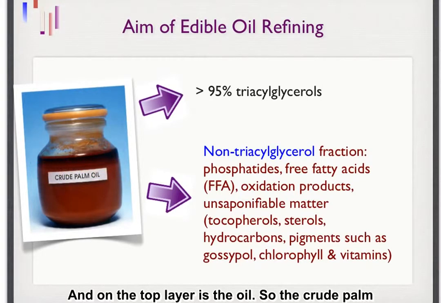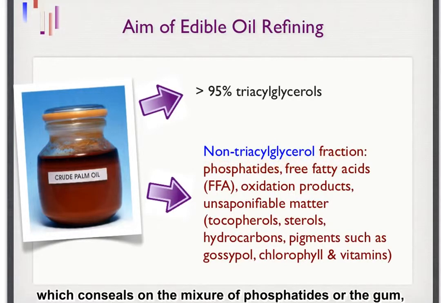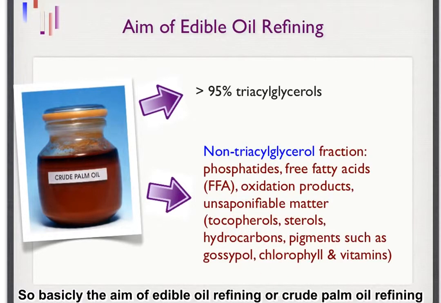So the crude palm oil basically contains around 95% triacylglycerols or triglycerides. This is the actual part of the oil that we want to separate from the crude palm oil. And there are about maybe 5% or less of the non-triacylglycerol fraction, which consists of a mixture of phosphatides or the gums, free fatty acid, FFA, oxidation products, and other things. So basically the aim of the edible oil refining or crude palm oil refining is to remove all these components down to a very low level.